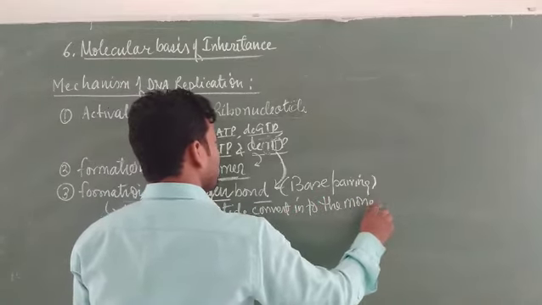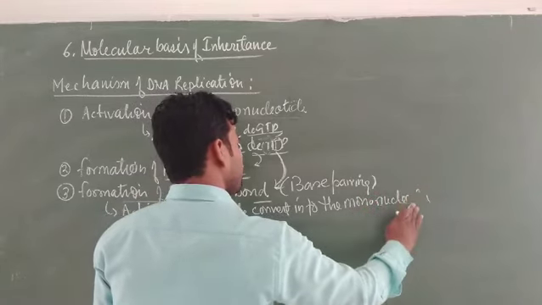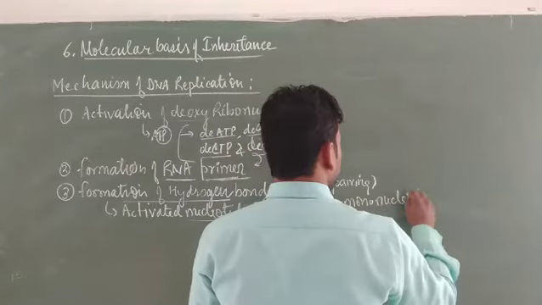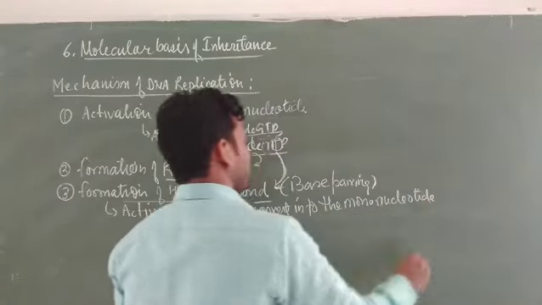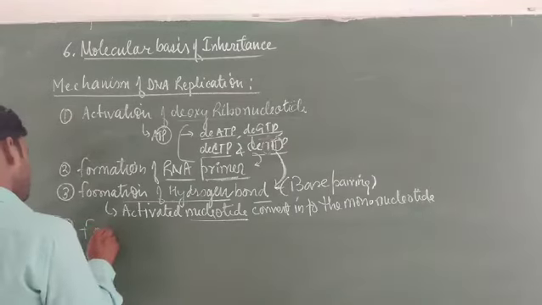So what is the difference between activated nucleotide and mononucleotide? Activated nucleotide is present in the form of triphosphate, but mononucleotide is present in the form of monophosphate. The fourth process is elongation, the formation of a new DNA strand.